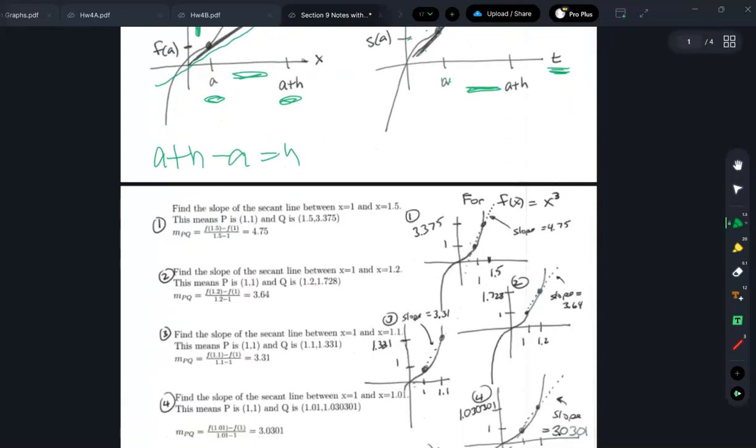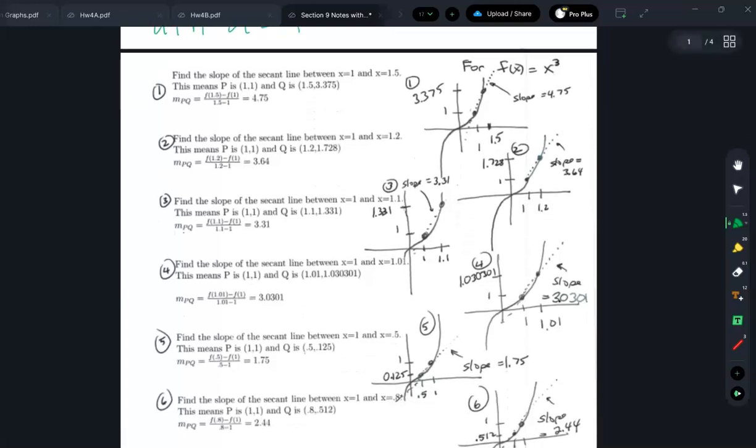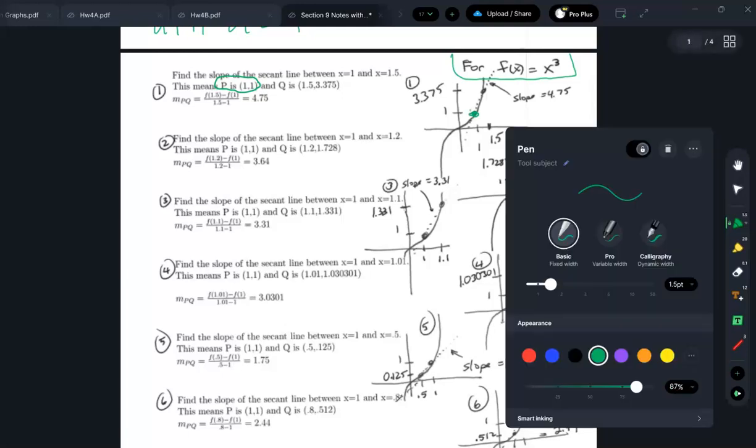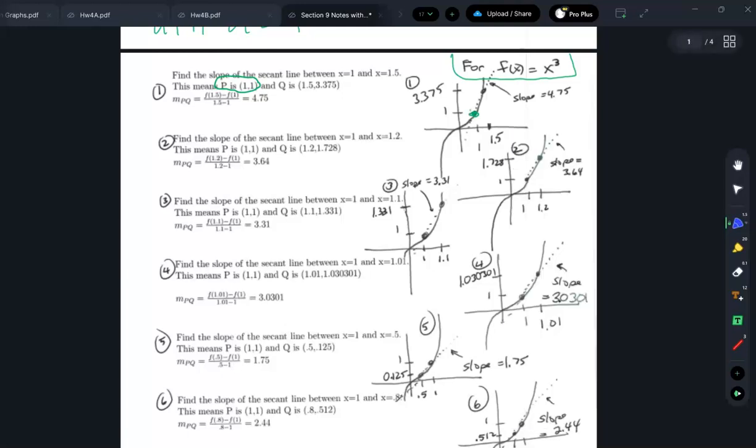Okay, so let's go forward and look at lots of these pictures. I'm looking at the function x cubed. For the function x cubed, I'm using the point P as 1, 1, right there. And then I chose a point Q at x equal 1.5. So here's x equal 1.5, and I drew a line between those 2 points. That's the m sub pq, slope of the secant line. And that gave me 4.75. That's the slope of that dotted line.